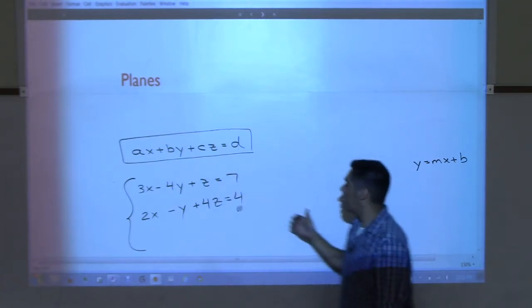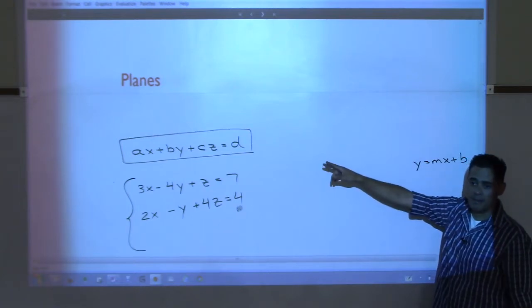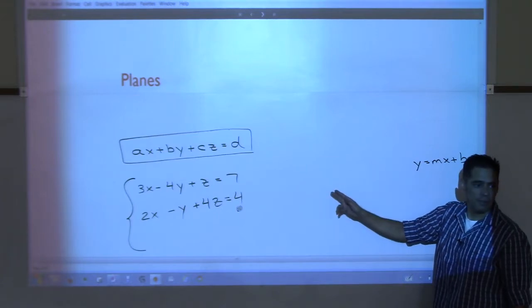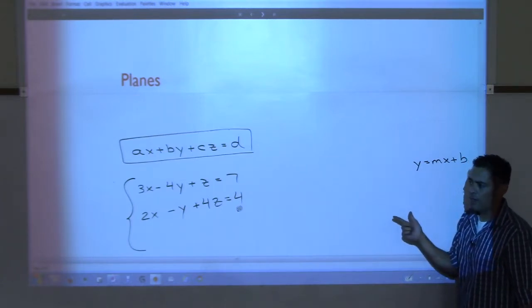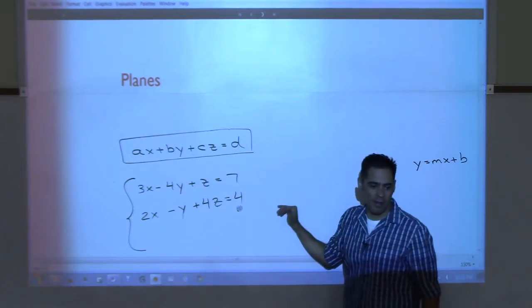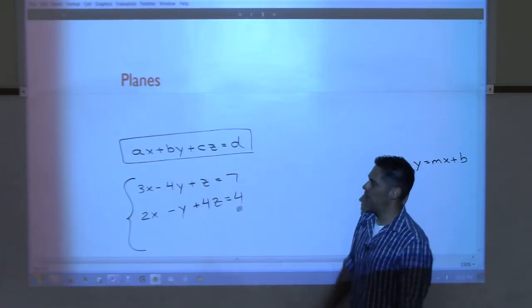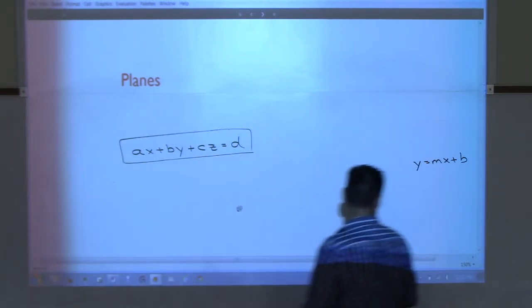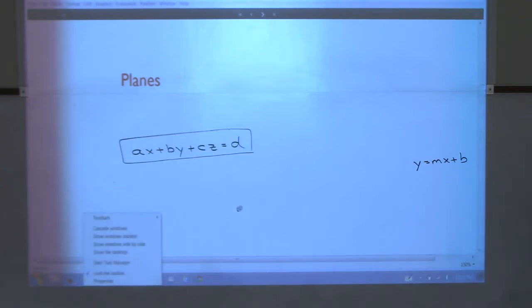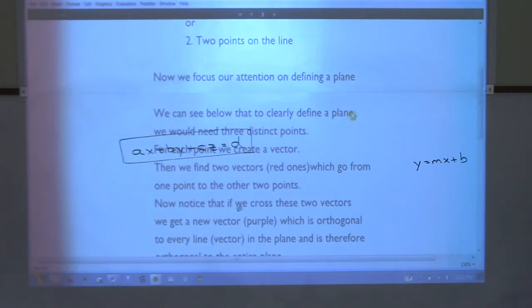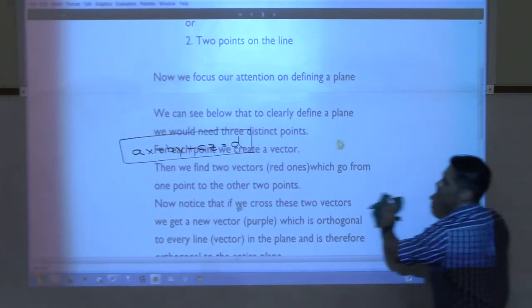And the bad news is that we're not going to do a vector equation for a plane yet. It'll come in chapter 12. We will actually have a vector equation for a plane. But just like we went from line to vector equation of line, we're not going to do plane and then vector equation of plane today. So hang tight. Chapter 12, we'll see that.